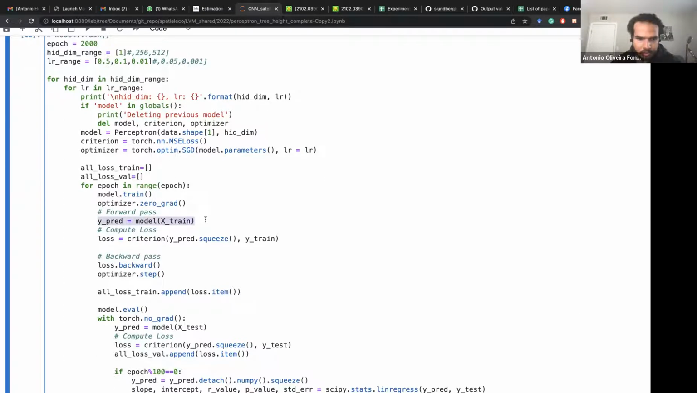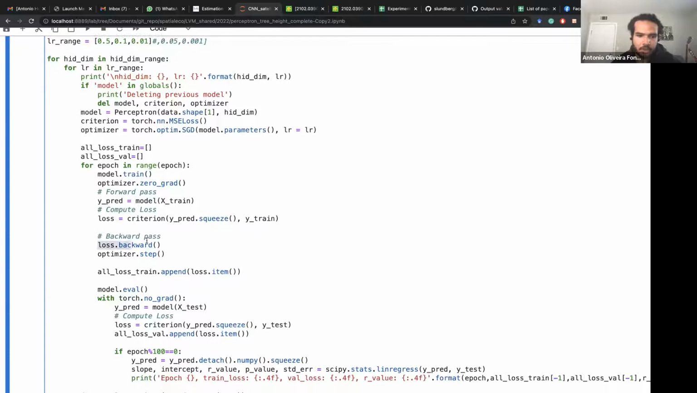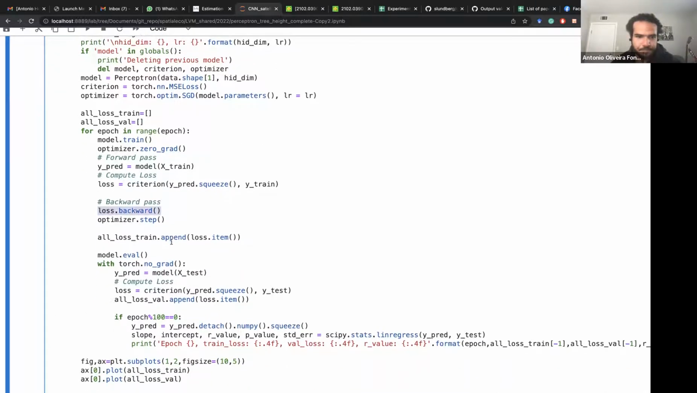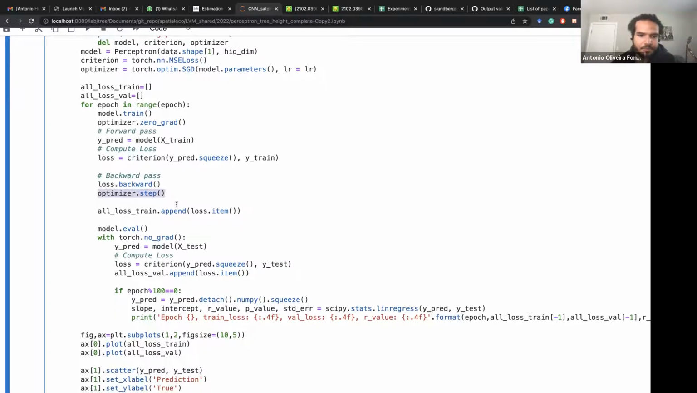Here, I get a prediction for the samples of my data. Then I get ypred. Here, I compute the mean square error between the prediction and the actual target values, right? Nothing new. Loss backward, what does the loss backward do? Yeah, it computes the gradients for us. Optimizer step updates the weights based on the gradients, right?